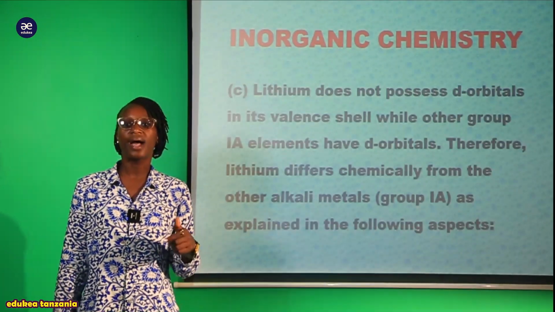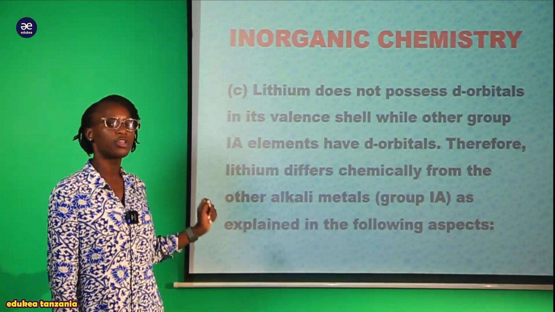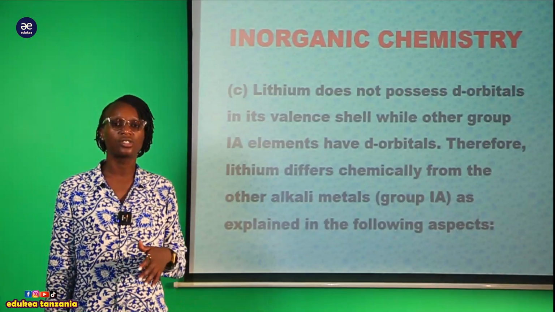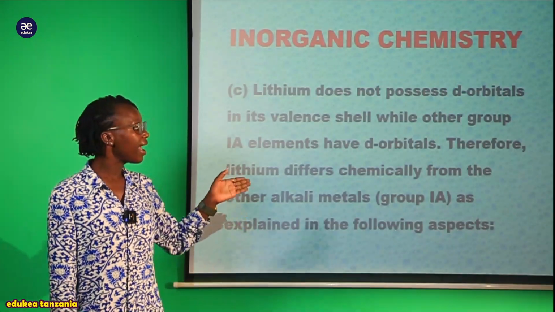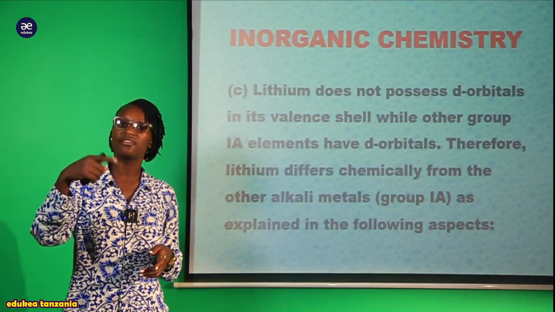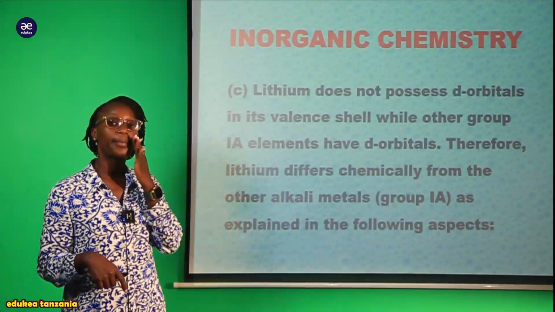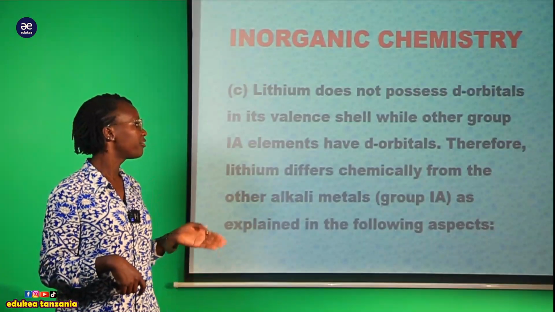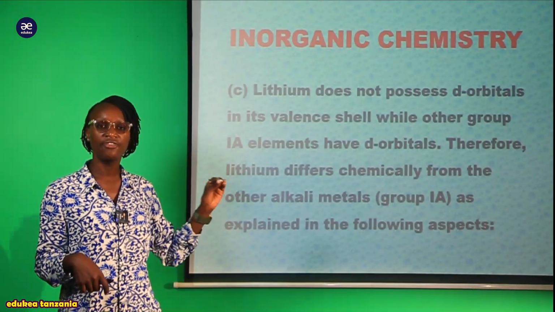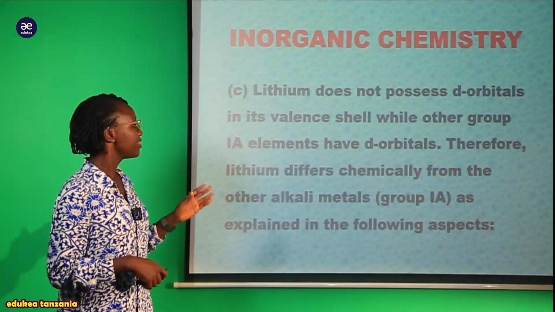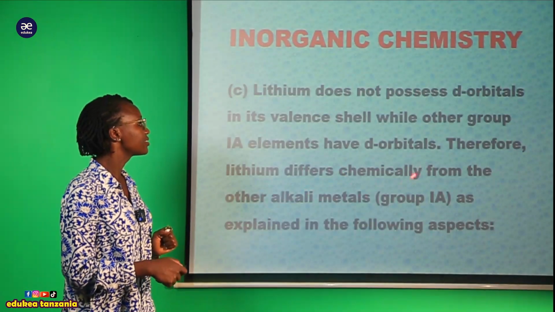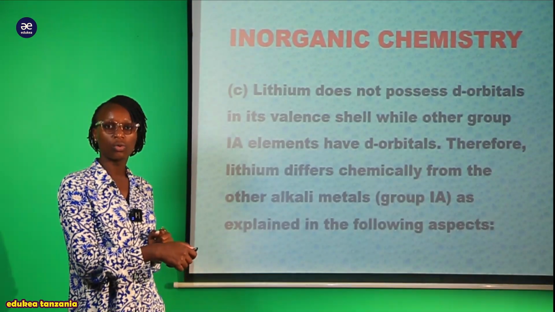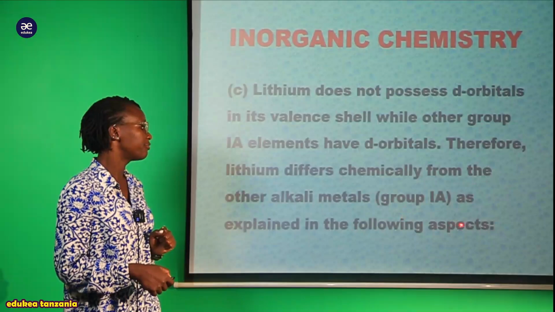But now you will see that other elements of group 1A, for instance, I told you, you can take an example such as calcium. Calcium is group 2, potassium. You will see that in its valence shells it goes up to energy level 3 or so. So you will see that it possesses the d orbital, but its fellow lithium, which is in the same group, does not have that. Therefore this is one of the reasons why it has different behavior from its members. Therefore, due to this, it says that lithium differs chemically from the other alkali metals, where alkali metals means group 1A, as explained in the following aspects.